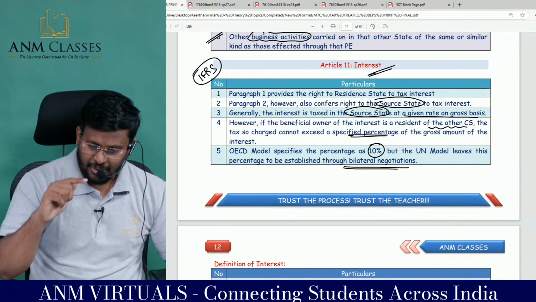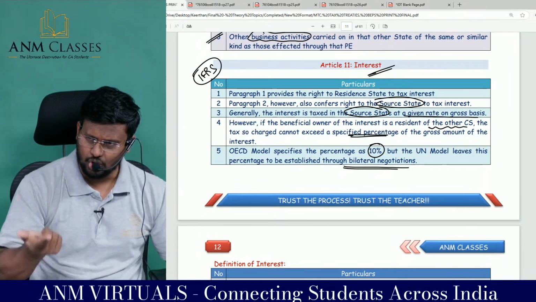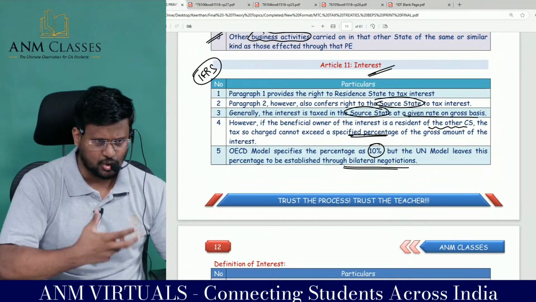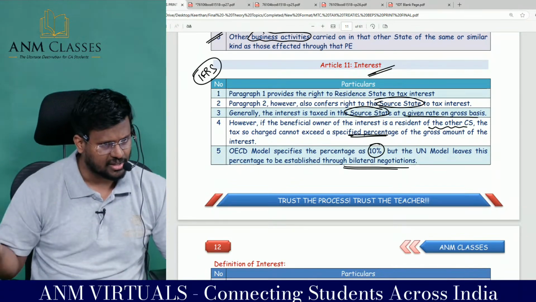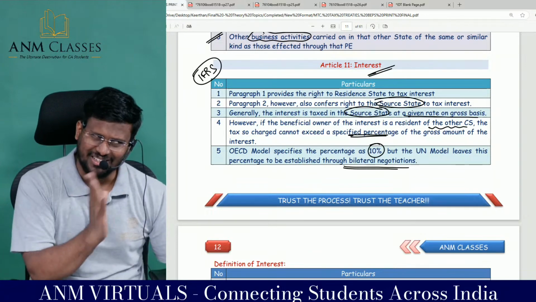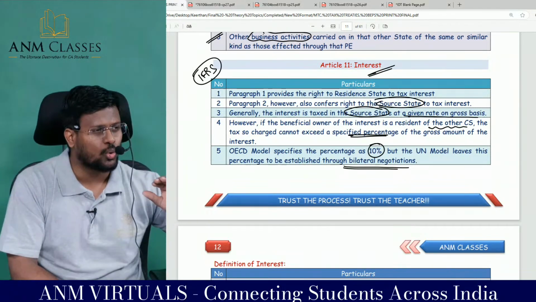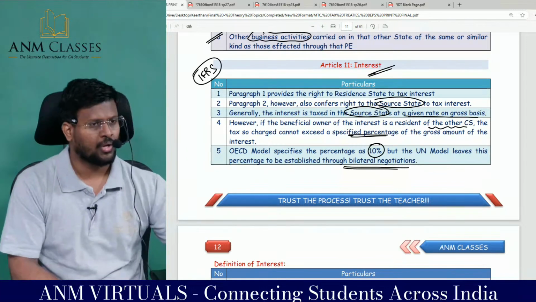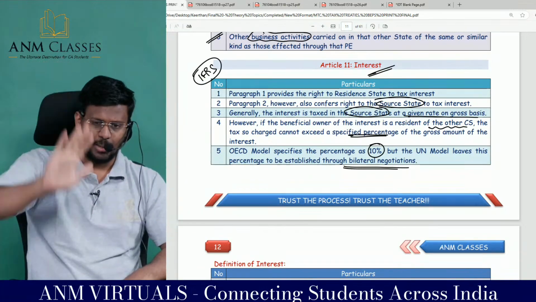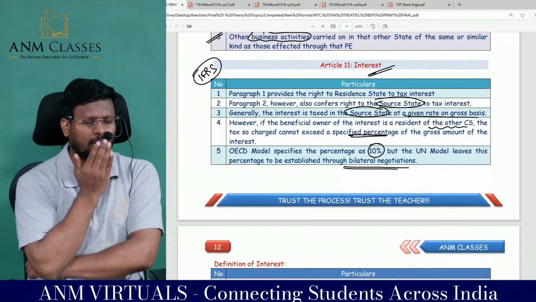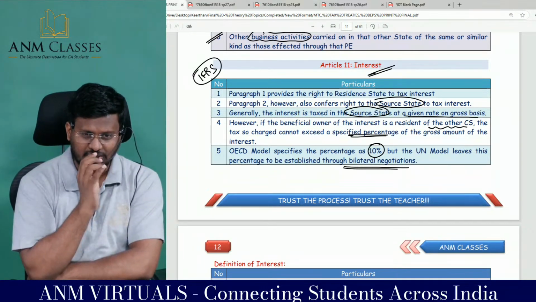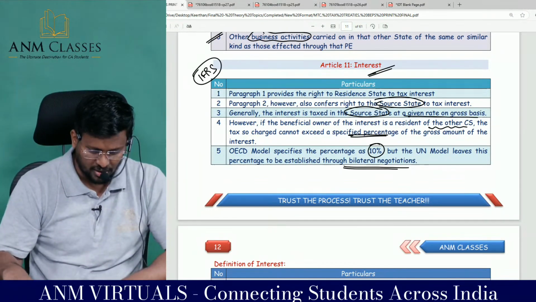But if the beneficial owner of that interest is not in this contracting state, that is the source state, but is in the resident state, then when the other country is taxing interest, it should not go beyond a particular percentage. OECD said that we need only 10%. UN said that come and talk, we will sit and discuss. Now we will not say anything, we will sit and negotiate. Are you all really with me?